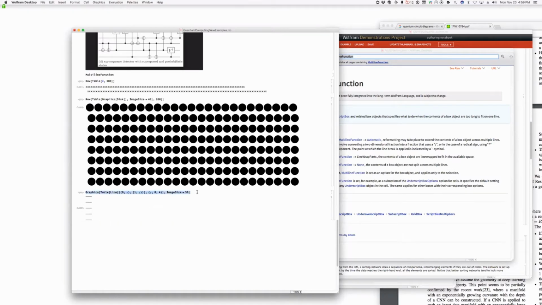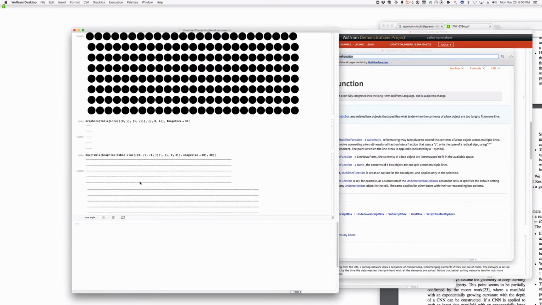And now my idea would be to take those and make a table of those, let's say 50 of them. Let's just take this. And then I can say row of that and see what it does. Okay, this is looking promising. So now the only issue is that those have gaps between them. And the question is, how do we get rid of the gaps, right? So this is doing the right thing.